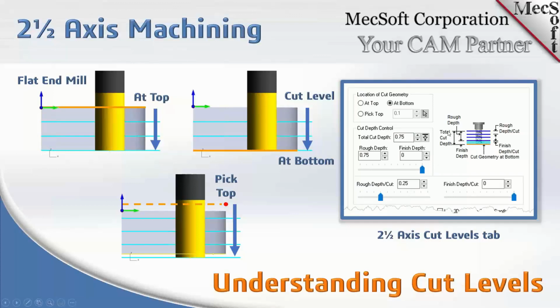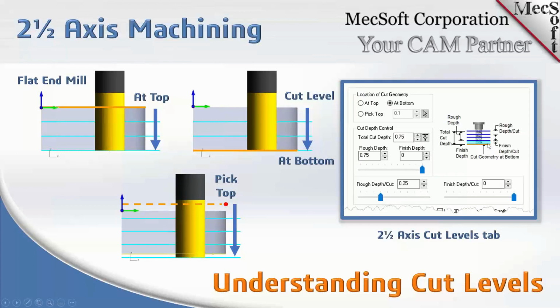So if you look at the total cut depth on the left side of this illustration, the total cut depth ends at the bottom of the control geometry, and the total cut depth works its way up and starts there and works its way down. Now, the rough depth per cut and the finished depth, you can break this total cut depth into two parts, a rough depth area and a finished depth area.